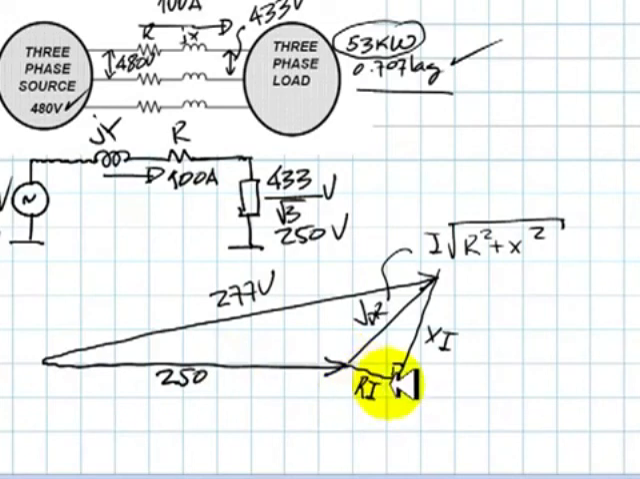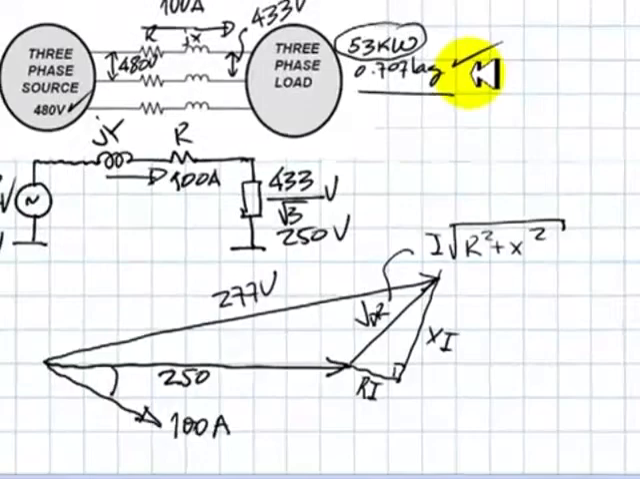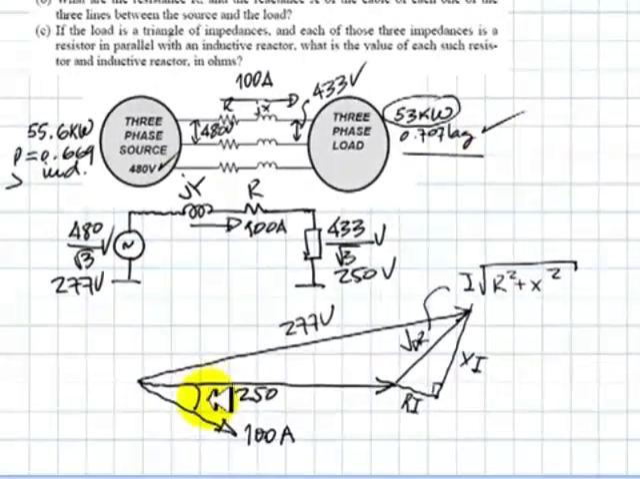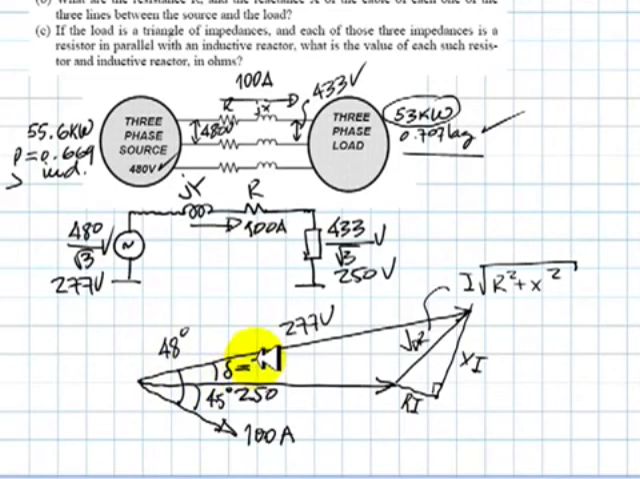Good. The current is parallel to this side. The current is like so. The current is 100 amps. This angle is known. The angle is 45 degrees. It's the arccosine of 0.707. This is 45 degrees. And this angle here is known. It's the power factor angle at the source, which is the arccosine of 0.669 inductive. So this angle is 48 degrees. That means that this little angle that we call delta is 3 degrees. 3 degrees only. So now we have a triangle in which we know this side, this angle, and this side.